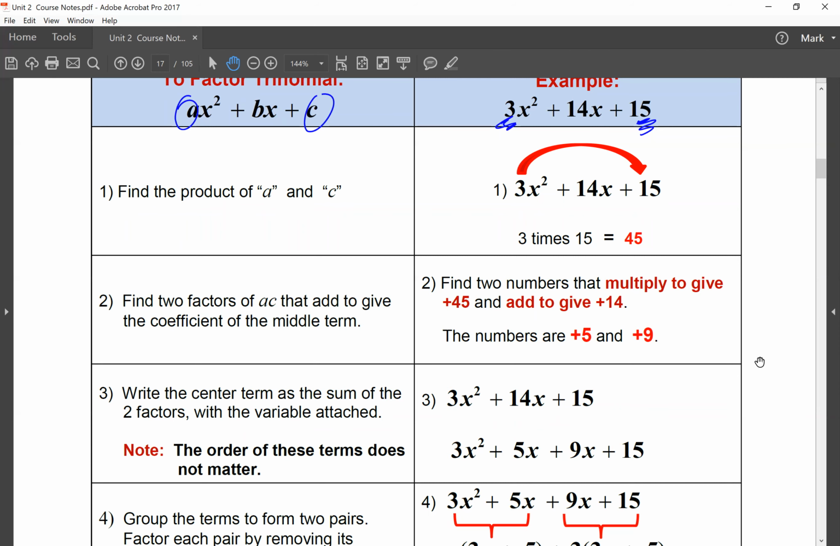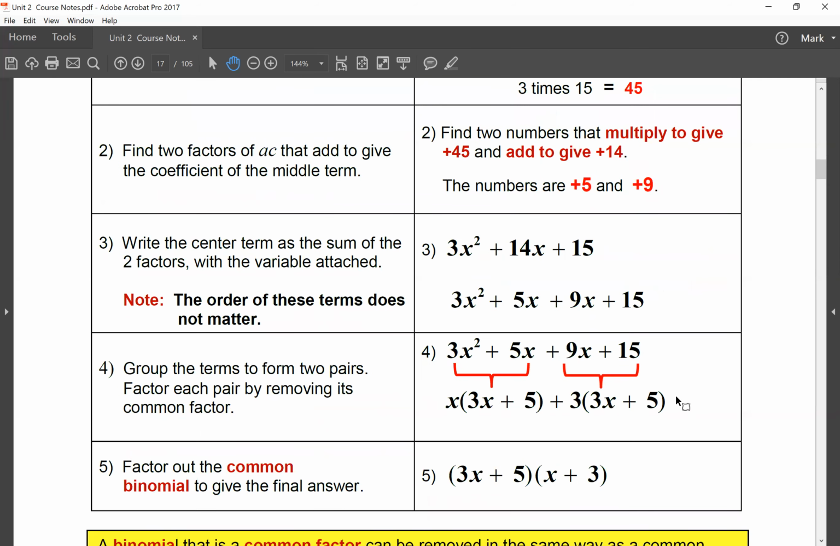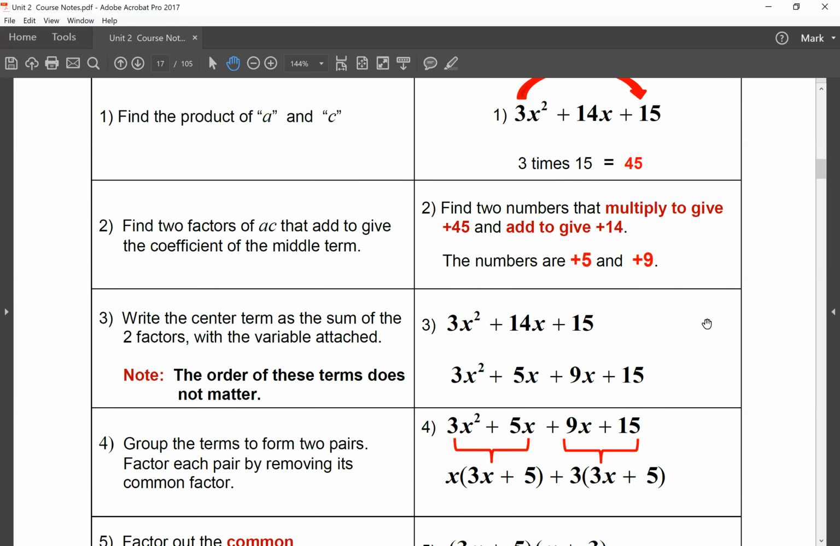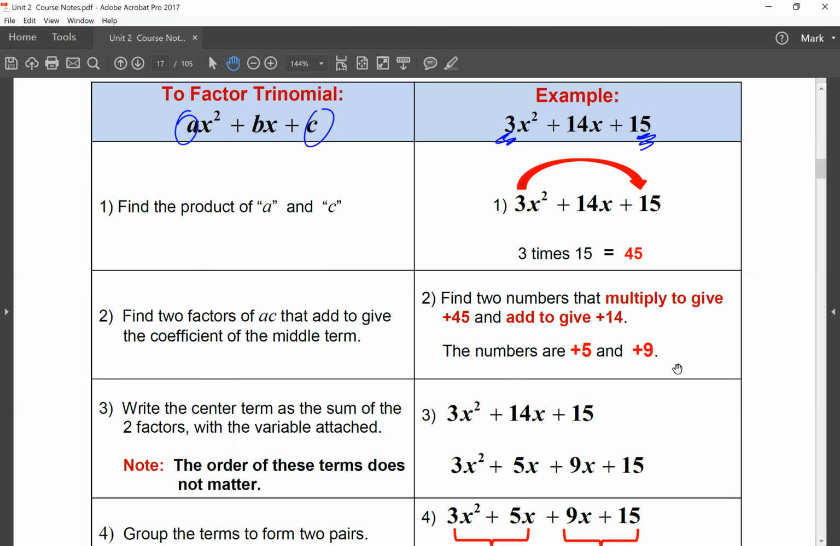Right now, this is where it gets tricky. Write the center term as the sum of those two factors with the variable attached. Don't worry, I'm going to show you how to do this. So I figured out that 5 and 9 are two numbers that will multiply to give me 45 and add to give me 14.